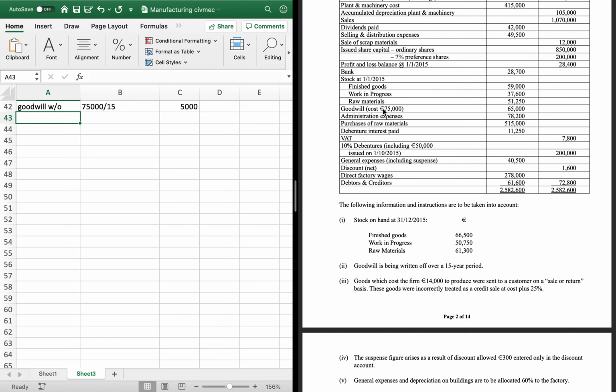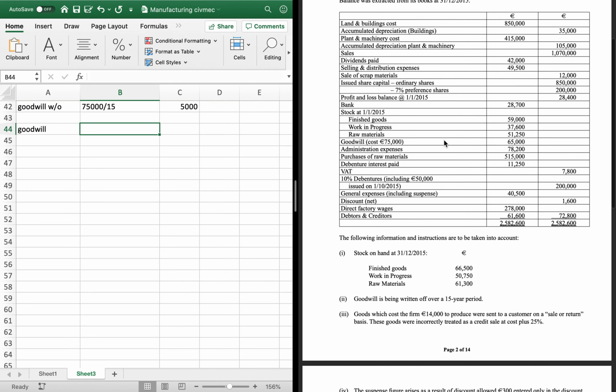Next one after that, we have to obviously find what the goodwill is now. So it's not 75 minus 5, because goodwill had already started at a value of 65,000. So it's 65,000 minus 5, which is 60,000. Okay, no real need to do that on a workings page, but just be there for your notes to come.